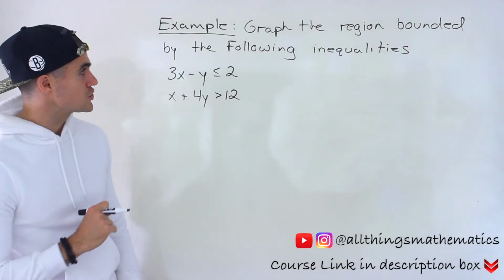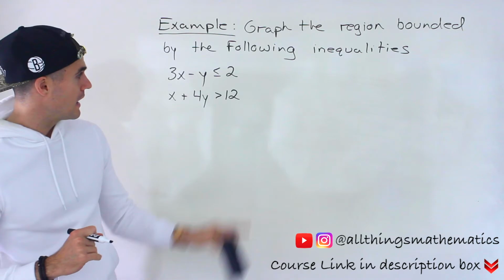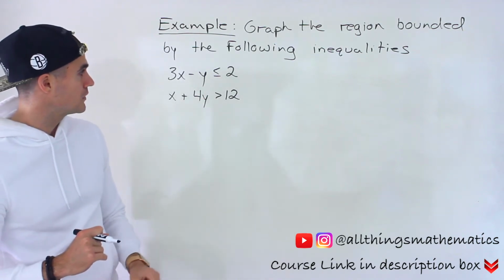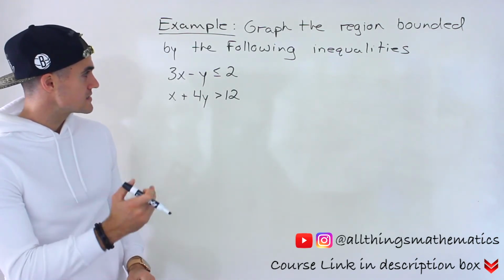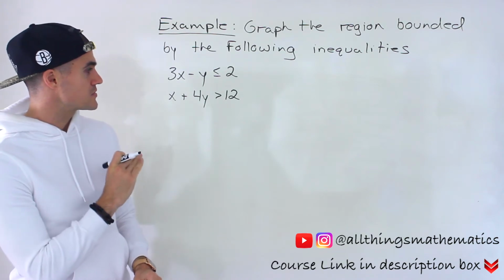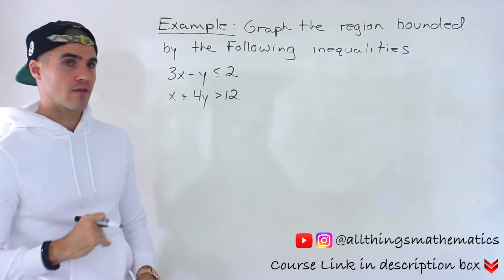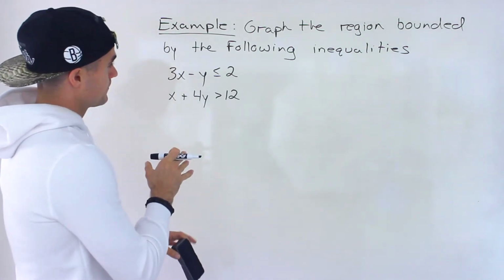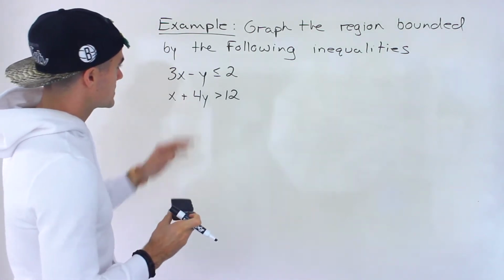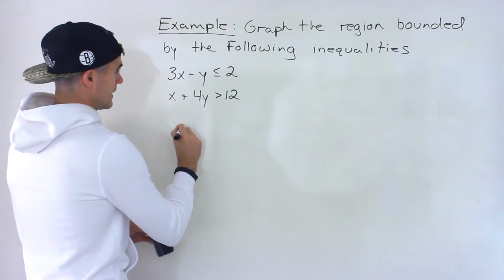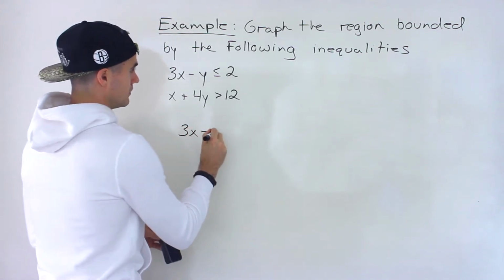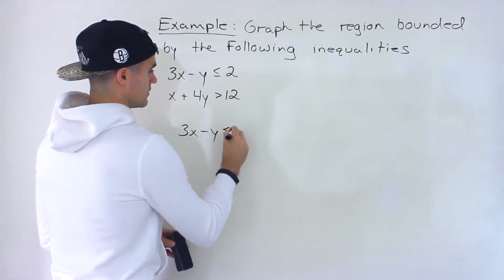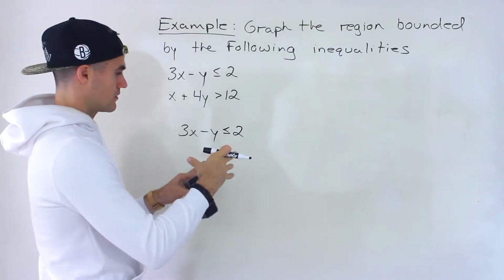And in this next question, we have to graph the region bounded by these two inequalities here. So 3x minus y is less than or equal to 2, and then x plus 4y is greater than 12. Now, when I get something like this, where we're solving an inequality system, I actually like to look at these separately first, and then combine them.